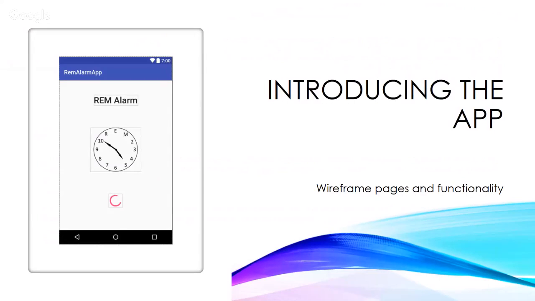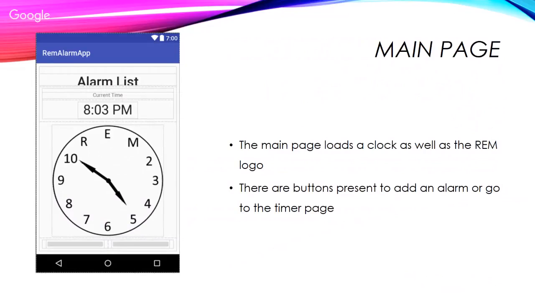Well, here's an introduction to our app with some wireframe pages and some functionality. Here's, to the left, the splash screen that would show up for the user. Here, the main alarm page would consist of the alarm list at the top, give you the current time, our logo, and two buttons, one on the left, one on the right. The left would be for adding or editing an alarm, and the right would be for going to the timer page.